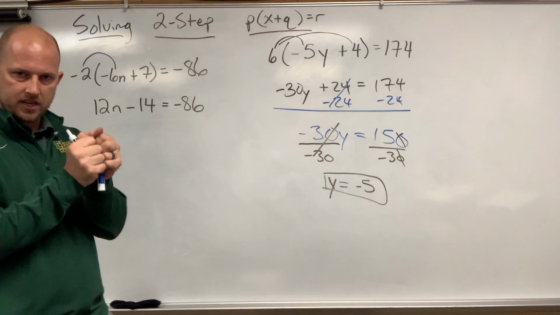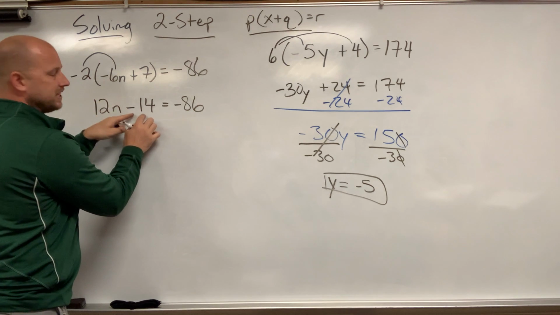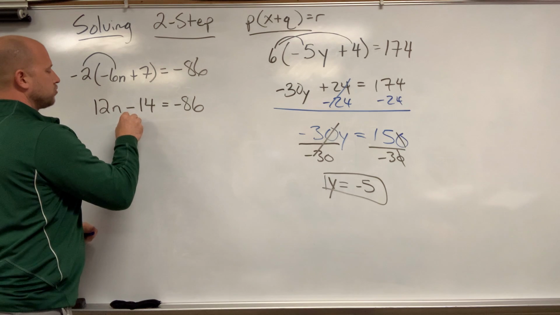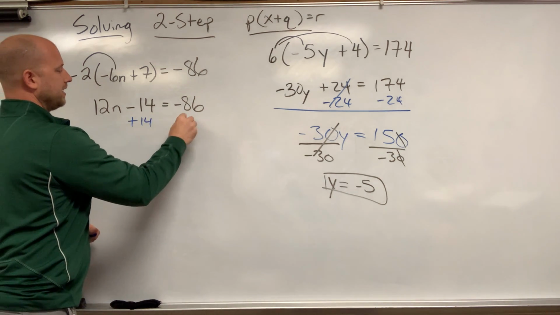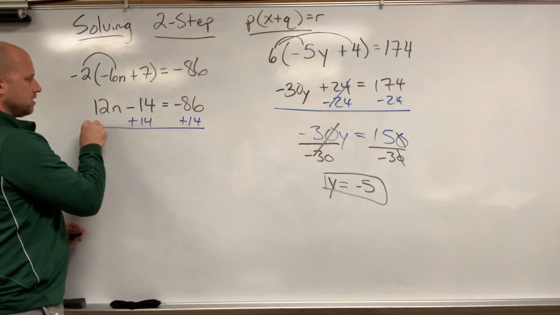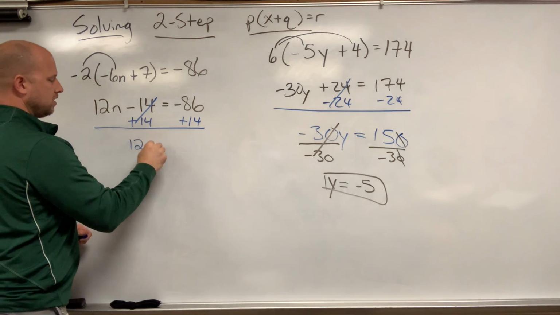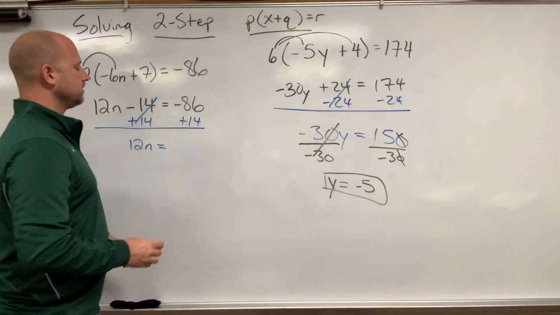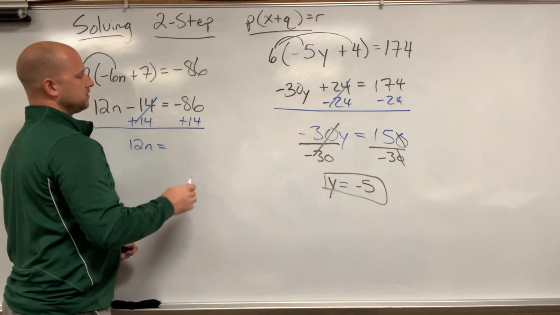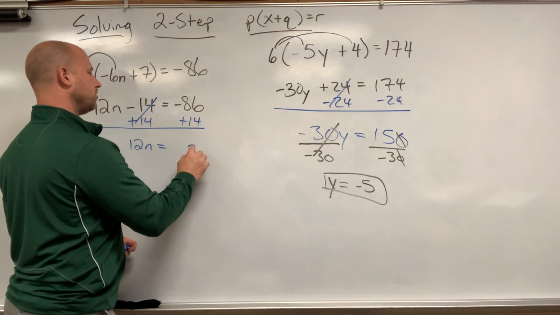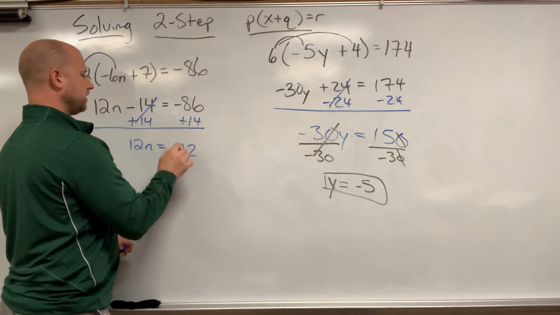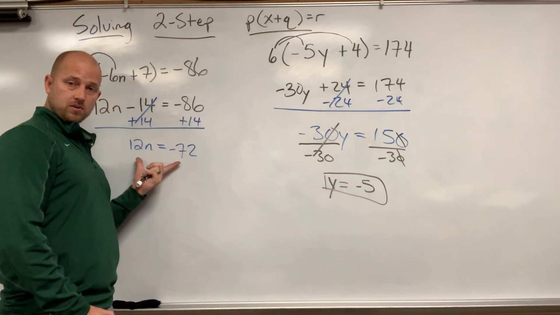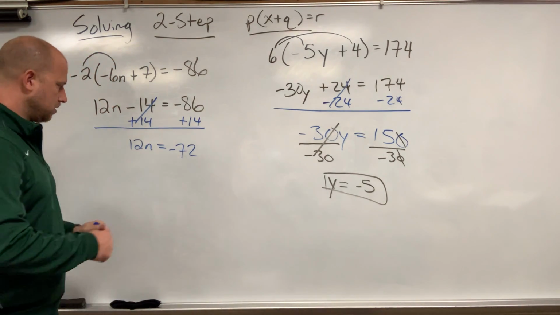That's a bond we're not going to break yet. We're going to work and focus on addition and subtraction. So we have a subtraction here. So the opposite of subtracting 14 is adding 14. These cancel. 12n equals, over here we have different signs, okay? So we have different signs subtract. -72. Okay, now we need to be able to find out division, how many times 12 goes into 72?